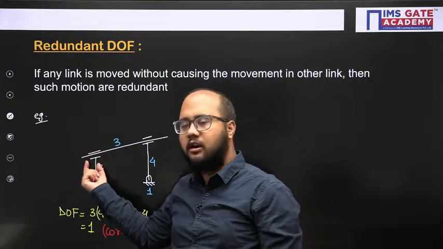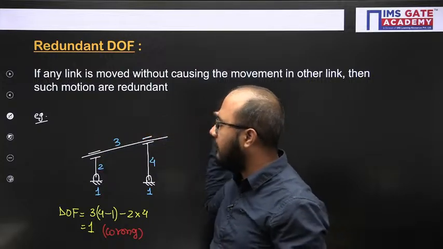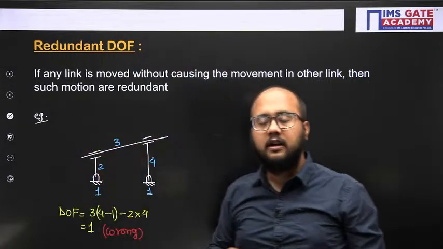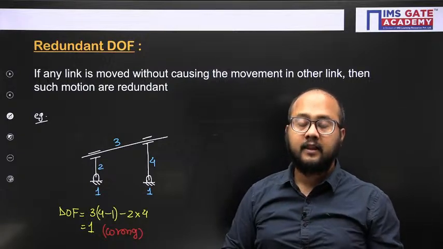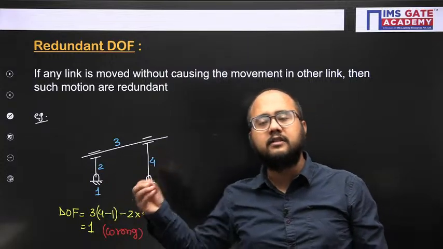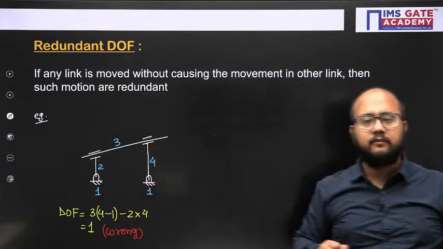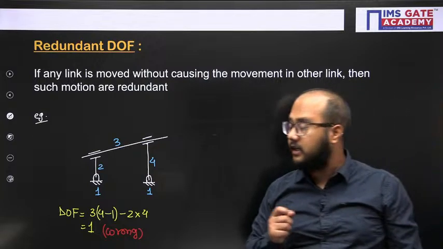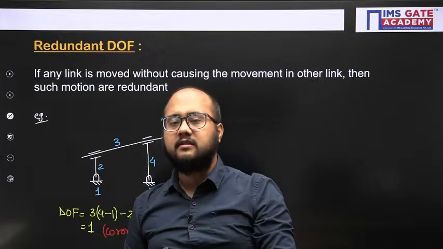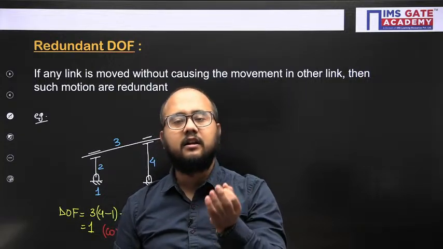Because see, these are the slots. Link 3 is placed in such slots. So if I provide motion to link 3, it will slide out and come out of the mechanism, without affecting the mechanism. So that kind of motion that link 3 is having is called redundant degree of freedom, because it is not affecting other parts of the mechanism. I hope you are getting the point. Whenever there is a motion in the mechanism which is not affecting other links, it will be considered as redundant degree of freedom.